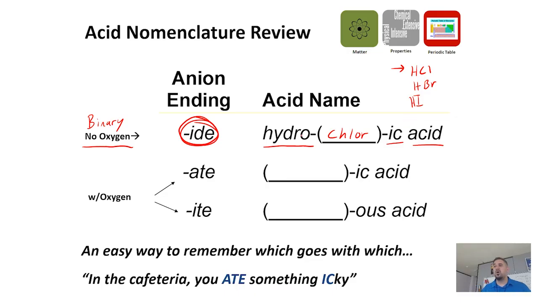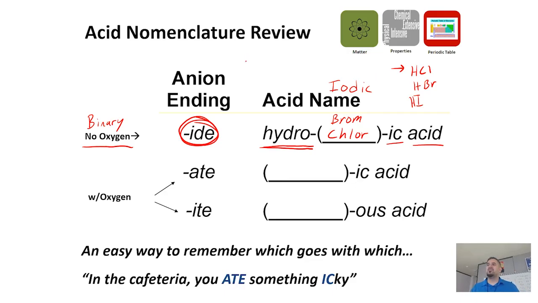The next one is going to be HBr. It has no oxygens in it, so we start with the word hydro, and then we bring out the BROM, and then this ends up being hydrobromic acid. What about HI? What do y'all think? It becomes hydroiodic acid.